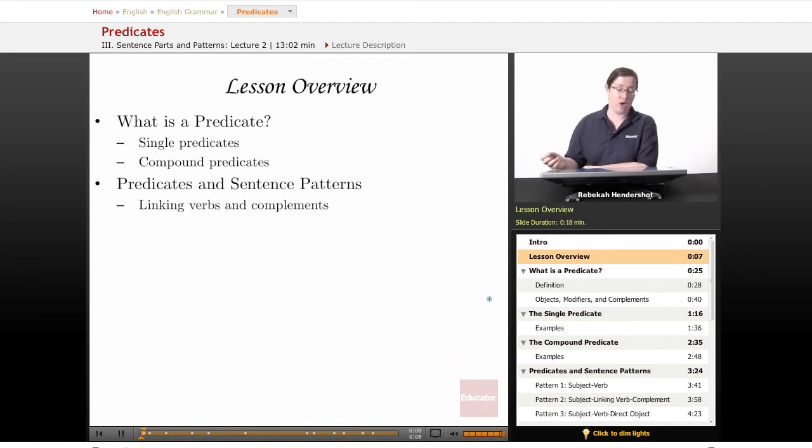Alright, we're going to begin with an overview. To start with, we're going to ask, what is a predicate? We're going to find out what they are and how they work. We're going to look at both single and compound predicates. And we're going to look at how predicates affect sentence patterns with a special focus on linking verbs and complements.